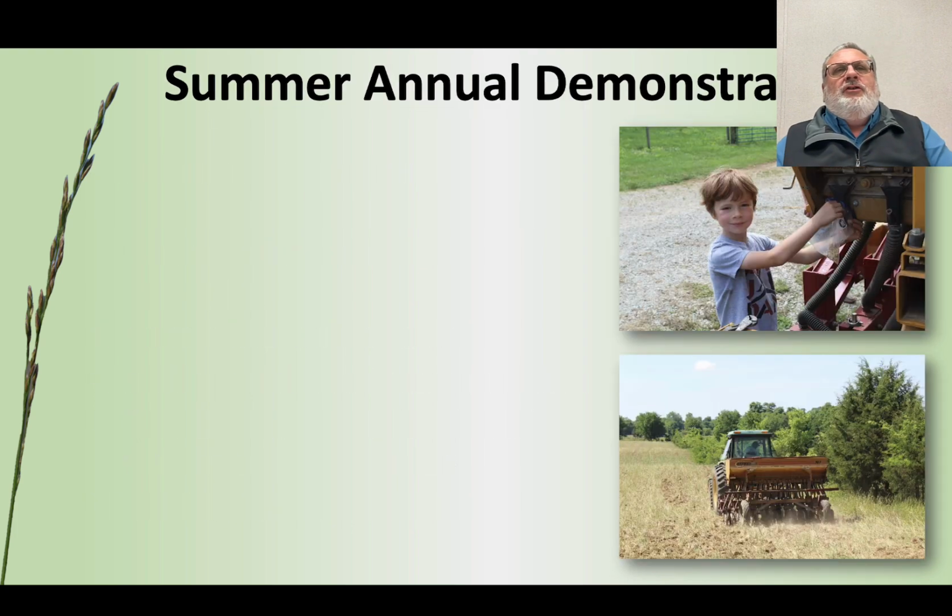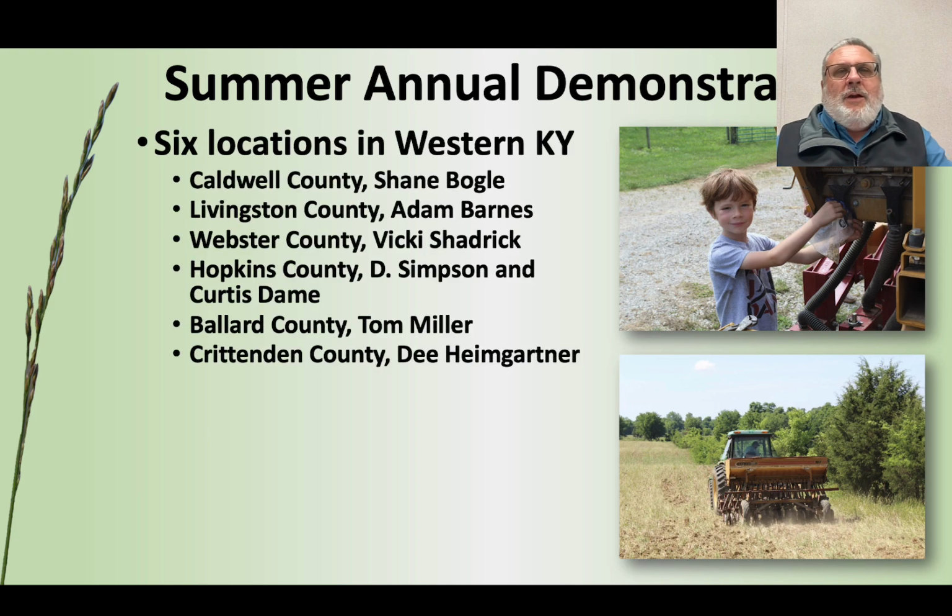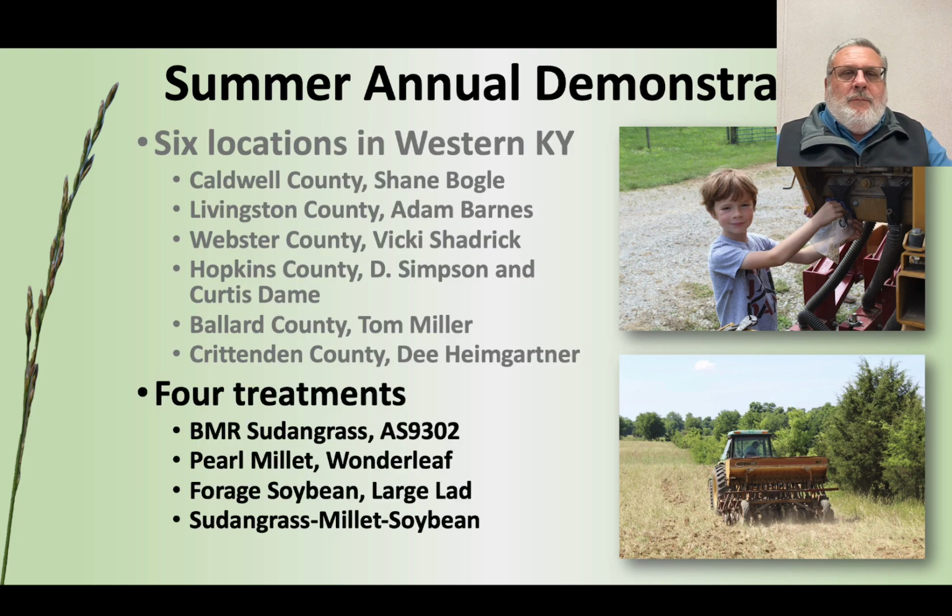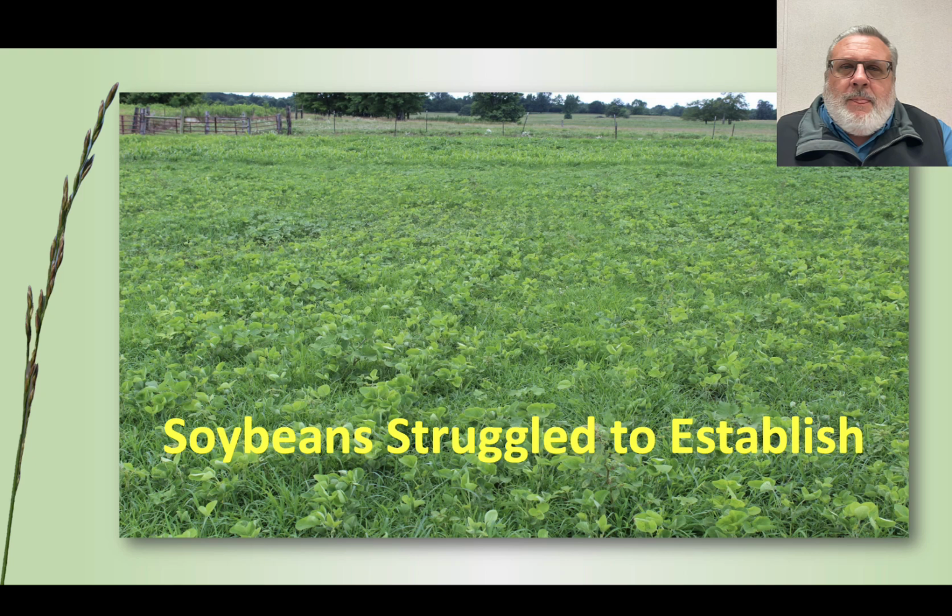Okay, I want to just kind of finish up and tell you a little bit about some summer annual demonstrations we did in 2018 when I first came to Kentucky. And we did these at 6 locations across western Kentucky. And we had 4 treatments. We had a BMR sorghum Sudan grass, a pearl millet, a forage soybean, and Sudan grass millet soybean mixture.